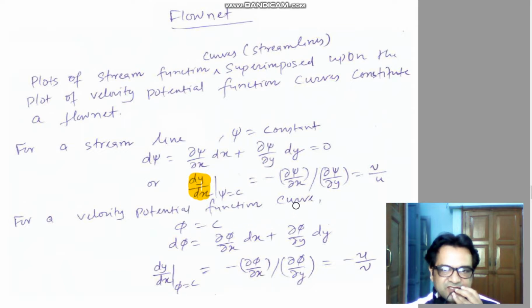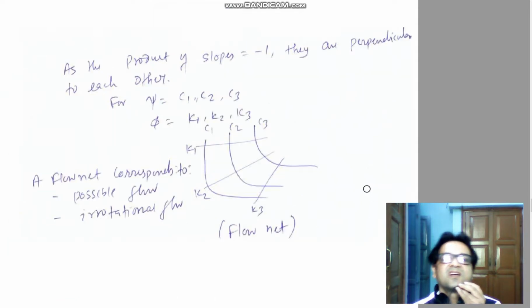Similarly, for a velocity potential function, phi equal to constant. Again, phi is a function of x and y. So find the total derivative d phi: del phi by del x dx plus del phi by del y dy. So the slope is minus u by v. The slope of the streamlines on an xy plane is v by u, and the slope of a velocity potential curve on an xy plane is minus u by v. So what is the relation? The product of both the slopes will be minus 1. So when the product of both the slopes is minus 1, they are perpendicular to each other.